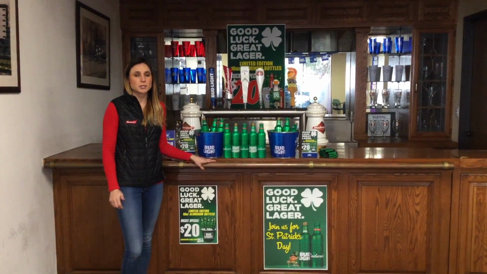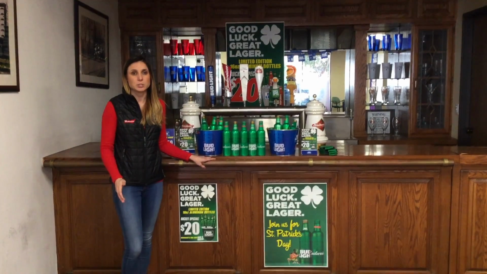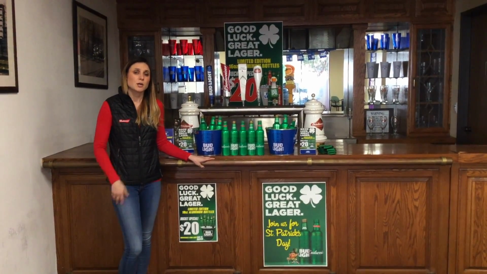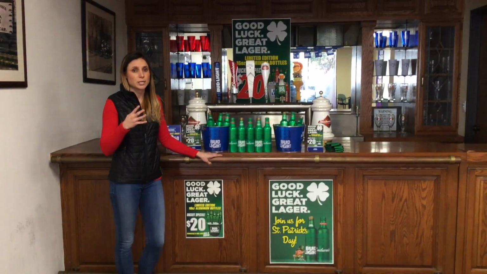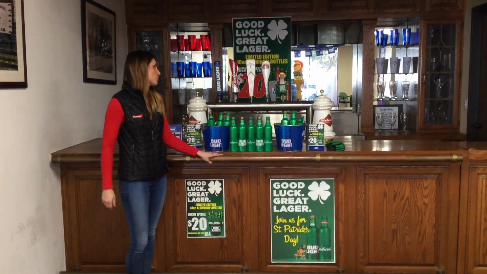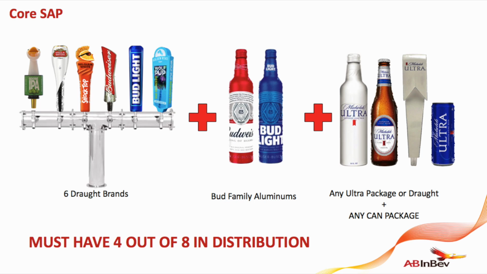We're here this morning to discuss what it truly takes to win in the on-premise with our top on-premise priorities. The first priority being SAP. We need to make sure that we have 4 SAP brands in distribution out of the 8 displayed here: Bud Light, Budweiser, Stella Artois, Goose Island IPA, Shock Top, Golden Road Wolf Pup Session IPA, Budweiser or Bud Light aluminum bottles, which is another huge focus for the on-premise, along with the Michelob Ultra SKU of bottles, cans, or draft will all count for SAP distribution.